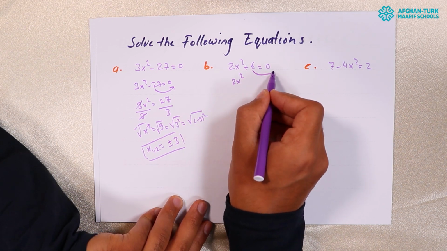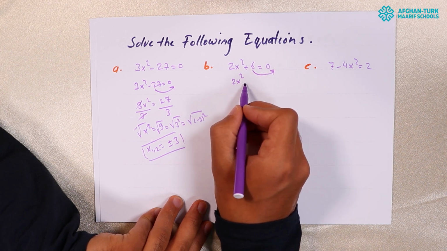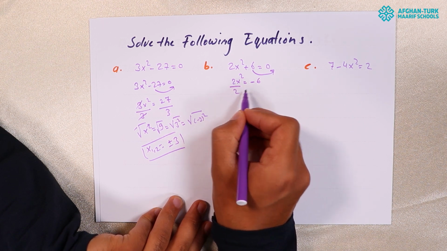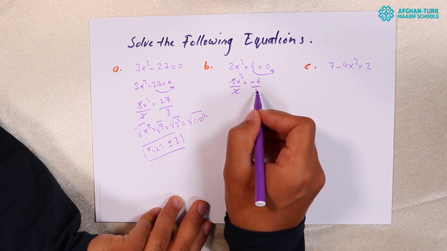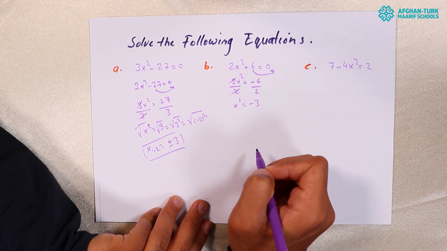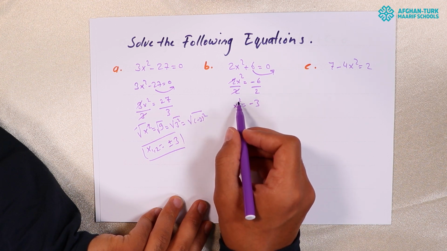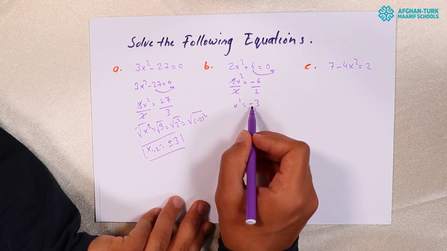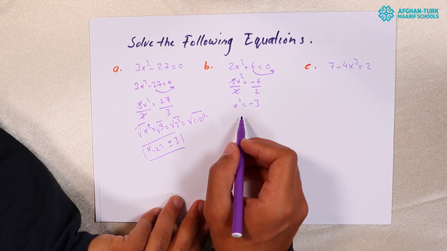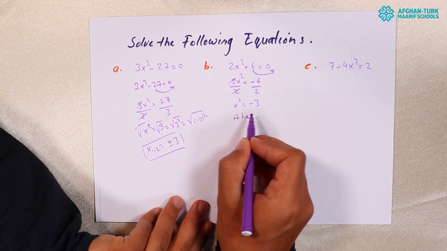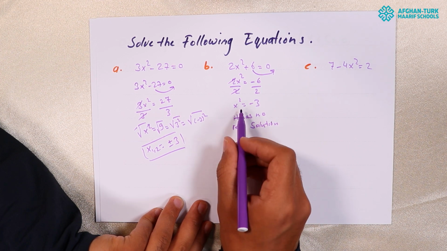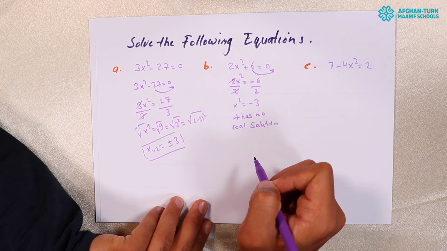2x squared plus 6 is equal to 0, we will move the plus 6 to the other side of the equation. So 2x squared will be minus 6. Okay? After that, we will divide both sides of the equation by 2. So x squared is equal to minus 3. So we cannot take a square root of a minus number, okay? A negative number. So as we studied previously, it has no real solution because we cannot take the square root of a negative number, okay?